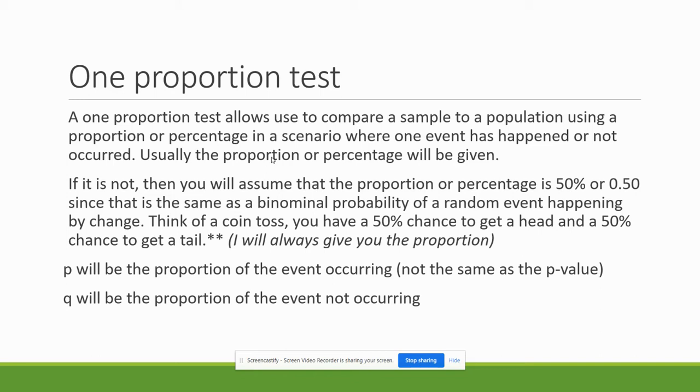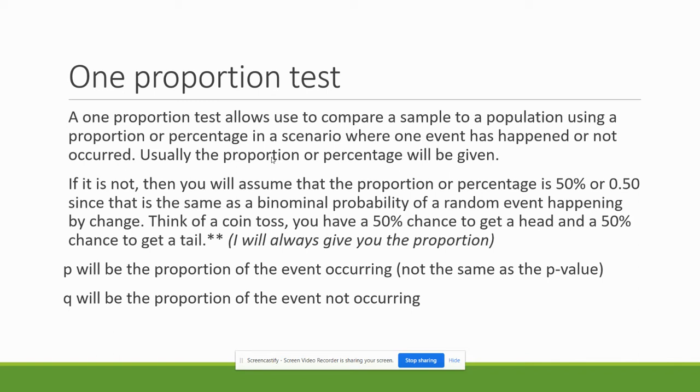And why is that? Because remember when we think back to binomial probability, when there was a random event happening, think of a coin toss where you have a 50% chance of getting a head and 50% chance of getting a tail. So again, if you don't have the proportion, you're going to think it's 50%. For this class, I'm always going to give you the proportion. I don't want to make it any harder on you. But in the real world, you could run into scenarios where they don't give you a proportion. So just assume 50% and go from there.